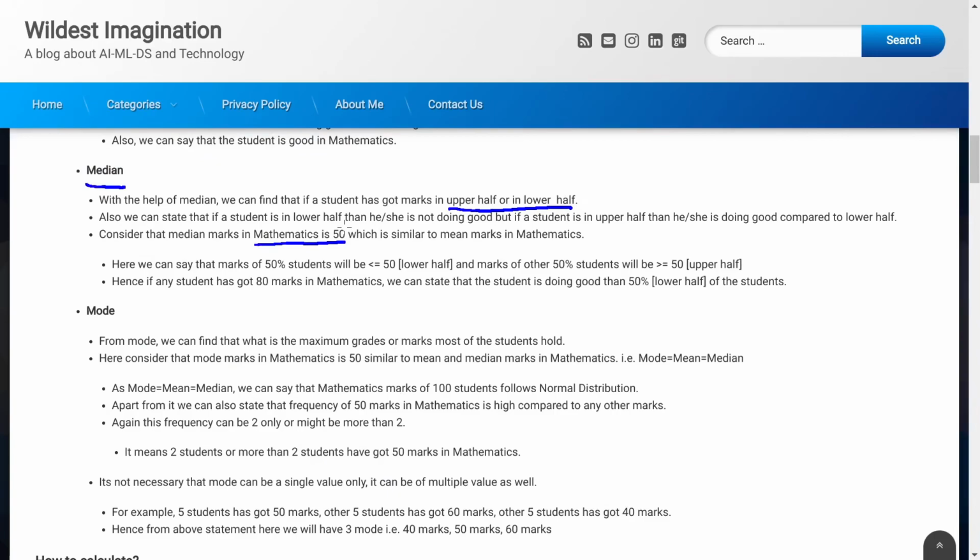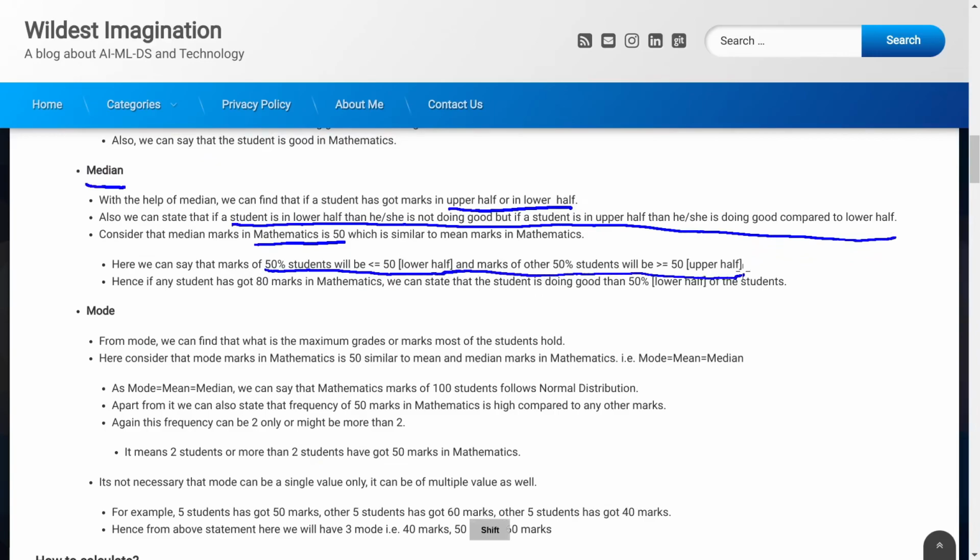With the help of median value 50 in mathematics, we can say whether a student is in the lower half or in the upper half. That is one interpretation that we can have. Also, we can say that 50% of students will have marks less than or equal to 50, and the other 50% of students will have marks greater than or equal to 50. And if any student has got 80 marks in mathematics, we can state that the student is doing better than 50% of the students, that is, the lower half of the students.